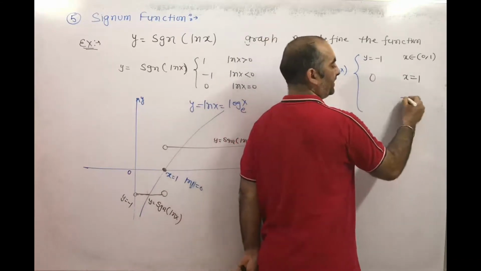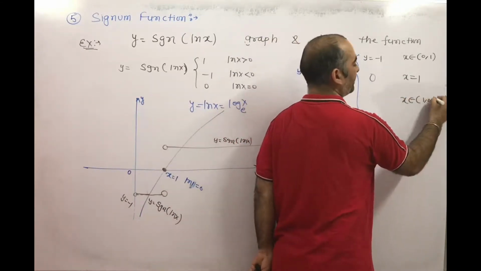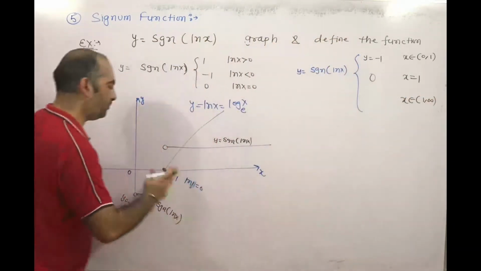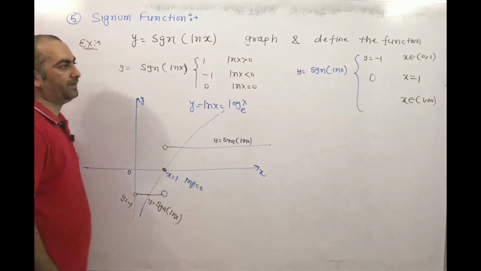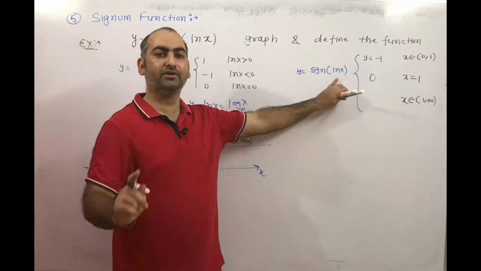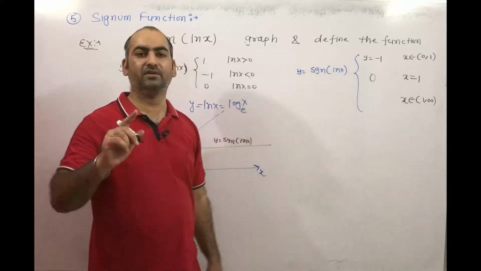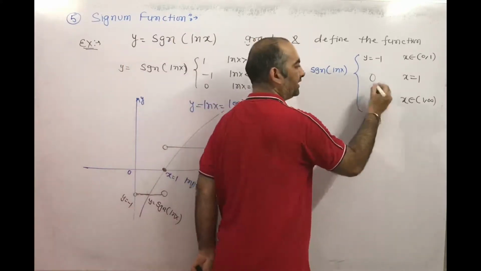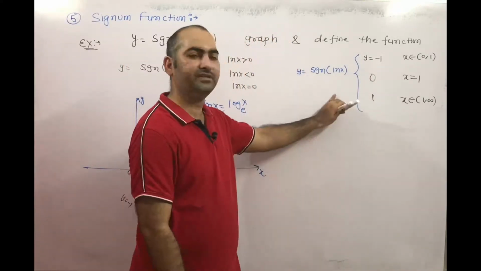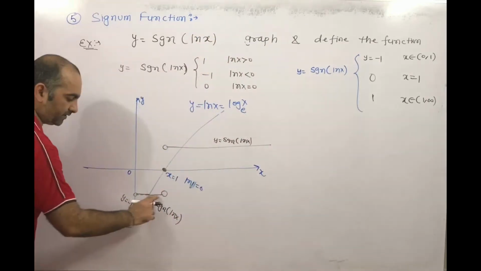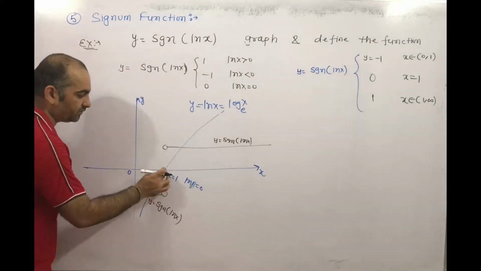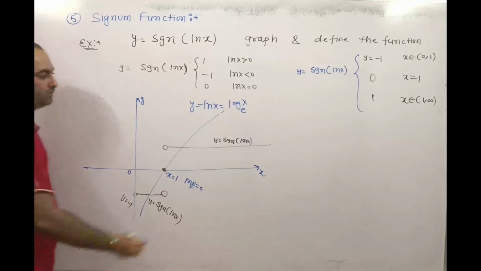And if I take x belongs to 1 to infinity, then ln x is positive, above the x-axis. If ln x is positive, the inside quantity is positive, so signum of ln x will be 1. So like that we have to define. So this is the definition, and the graph is this: minus 1, then 0, then 1. Y equal to 1.